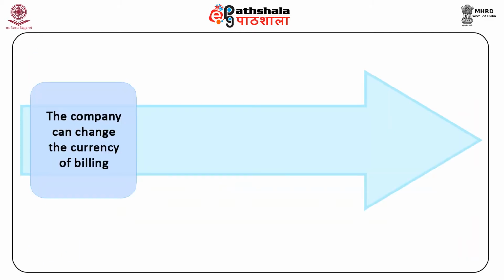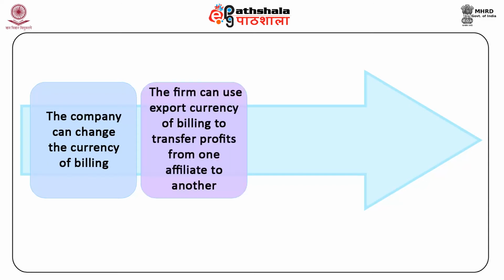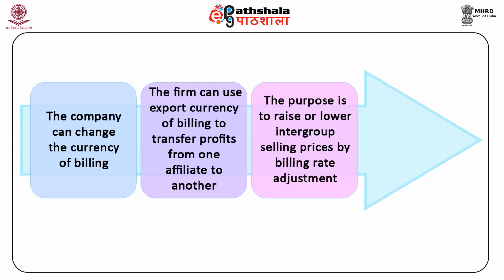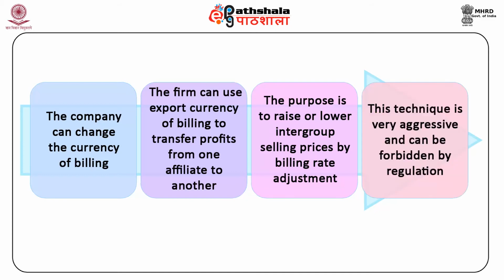Second, the company can change the currency of billing. Third, the firm can use export currency of billing to transfer profits from one affiliate to another. The purpose is to raise or lower intergroup selling prices by billing rate adjustment so that profits appear in hard currency or low tax companies. This technique is very aggressive and can be forbidden by regulation.